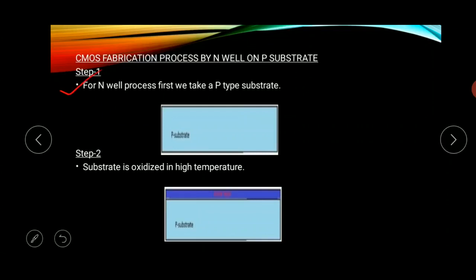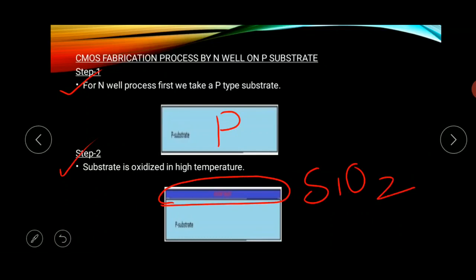Step 1. First we select a substrate as a base for fabrication. So here we select a P-type substrate. This one is the P-type silicon substrate. In step 2, a silicon dioxide layer is formed by the oxidation process on the silicon substrate. So this blue region is the silicon dioxide layer, the SiO2 layer.